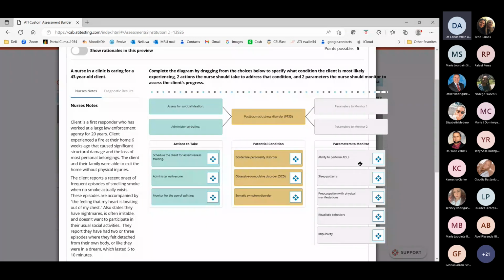So let's see what to monitor. ADLs, ability to perform ADLs. I don't think so. A sleep pattern, it could be. Preoccupation for physical manifestation, no, it's hypochondriasis. Ritualistic behavior, OCD. Impulsivity, it is not. So a sleep pattern is important. Impulsivity.